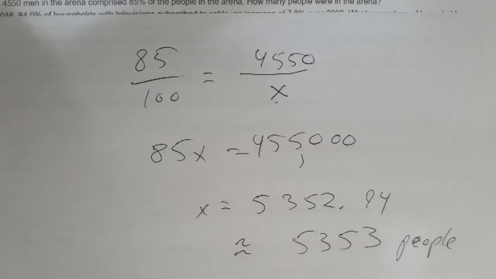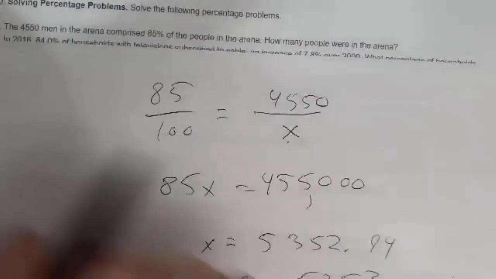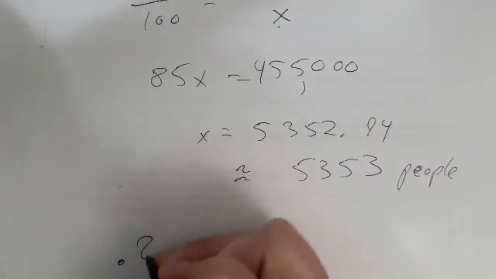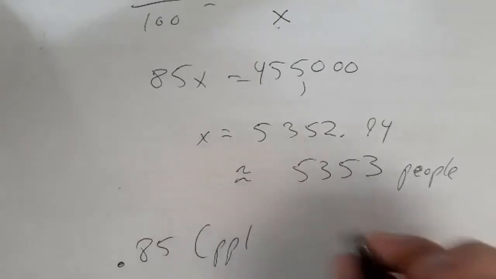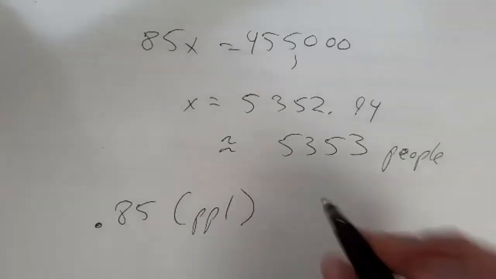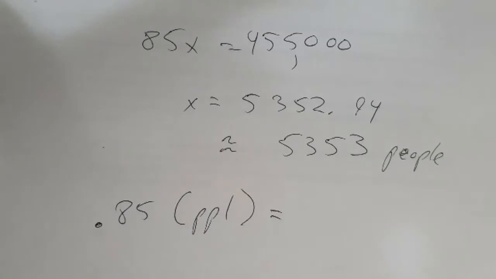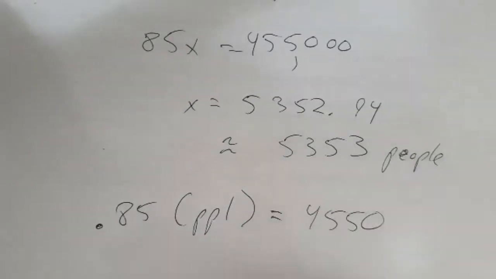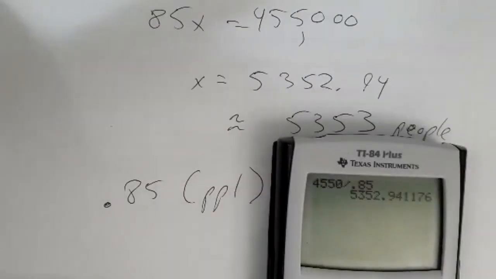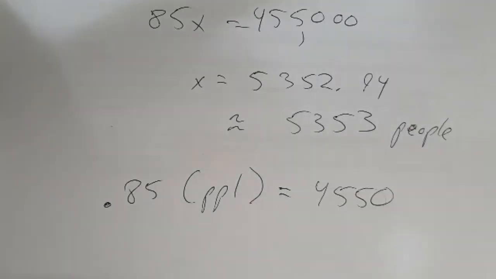Another way. If this is 85% of the people in the arena, so of literally means multiply. You could do 85% of the people is this other thing, which is 4550. It's the same problem just set up a little bit differently. So if you wanted to take 4550 and divide it by 0.85, and this makes sense to you, that should absolutely give you the same number. So either way, that way or that way.